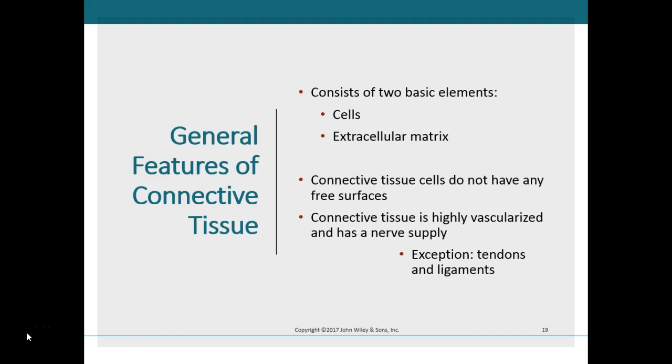Also, unlike epithelial tissues, your connective tissue is usually very highly vascularized except for cartilage and tendons, so structures that we'll look at that are associated with bones and muscles and joints. And also connective tissue, unlike epithelial tissues, has a nerve supply except for the cartilage connective tissue, which we'll examine on the next video.